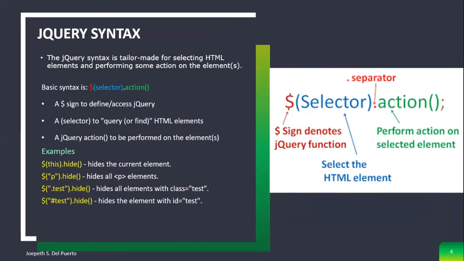The next one, dot test, we all know is for class. This code will hide all elements with class test. The next one is the number symbol test, which means the ID selector. That code hides the element with ID test.